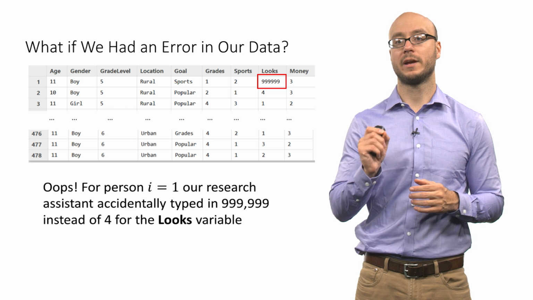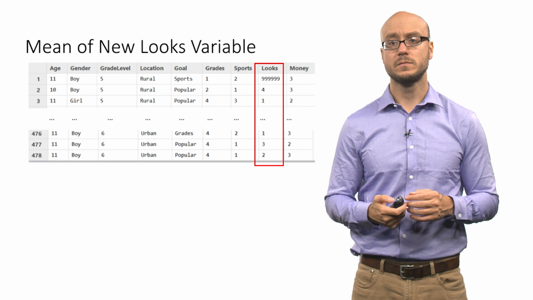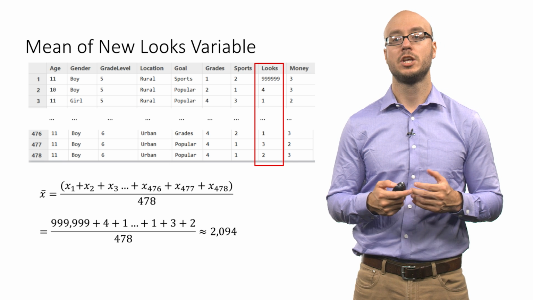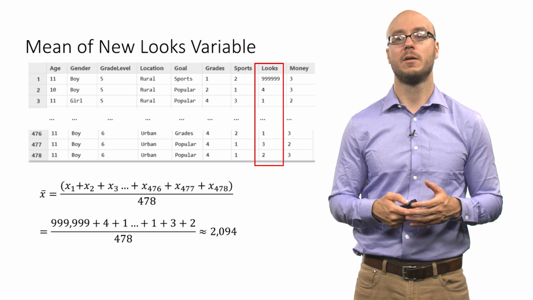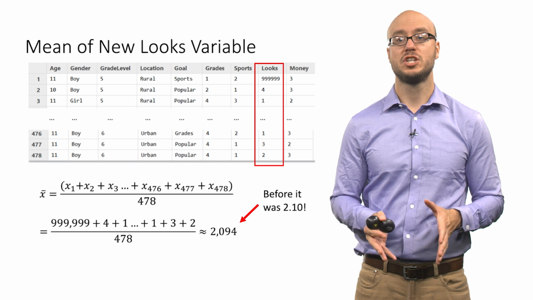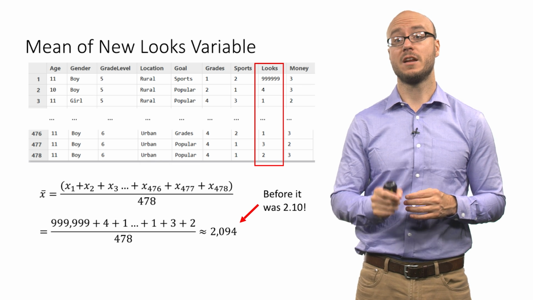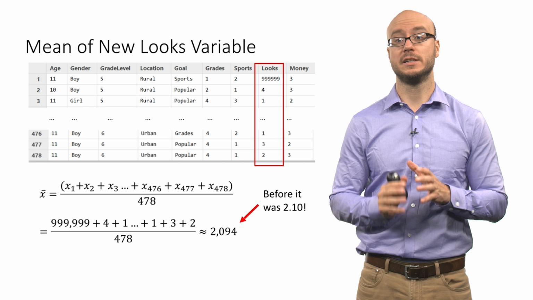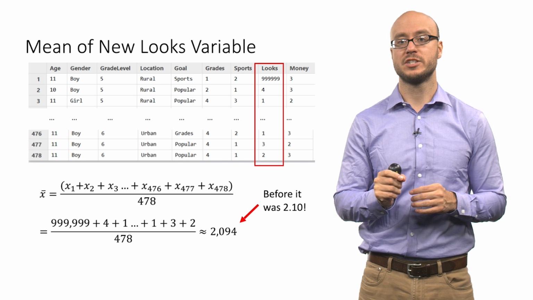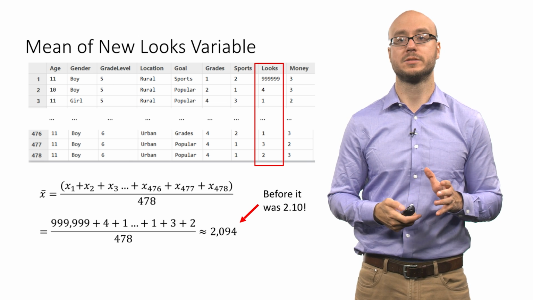What will happen if we calculate the mean ranking and the median ranking for the looks variable? Well, the mean, and we would use statistical software for this, is now huge. The mean is now above 2,000. Before it was about 2. So you see this huge increase based on this one data point. Keep in mind, there are 478 observations used to calculate the mean of the looks variable. But just changing one of those observations inflates the mean enormously from 2 to roughly 2,000.